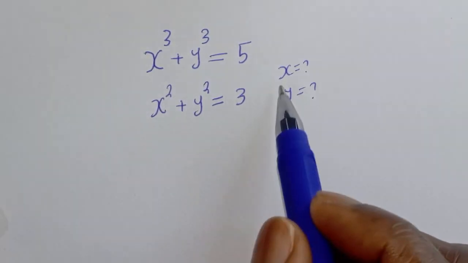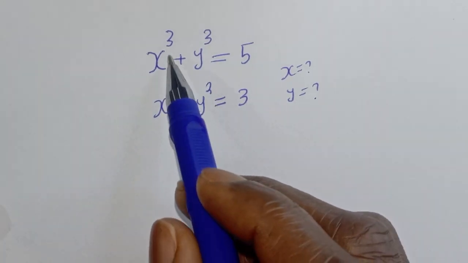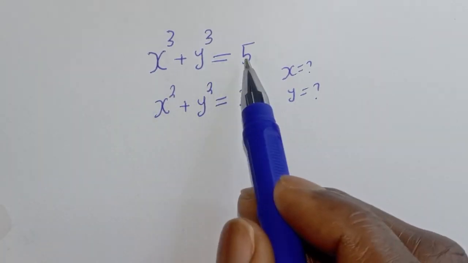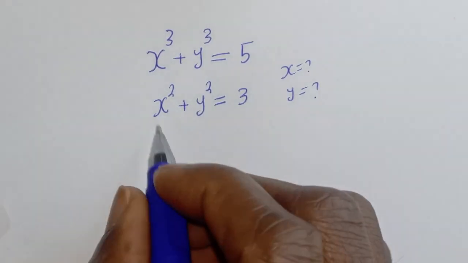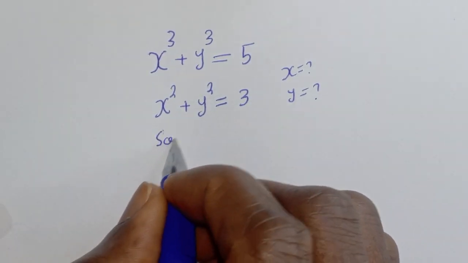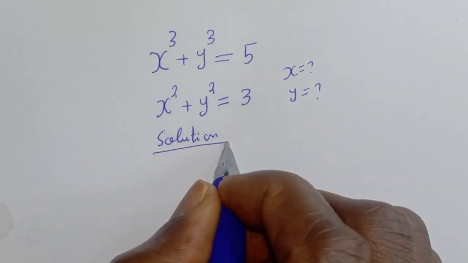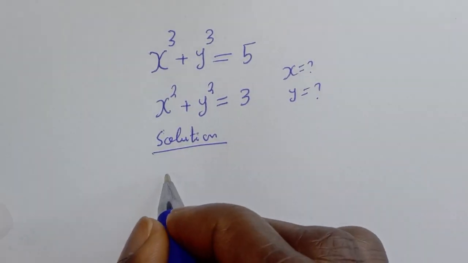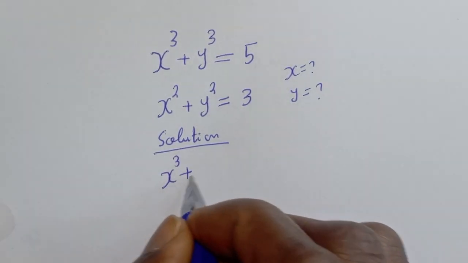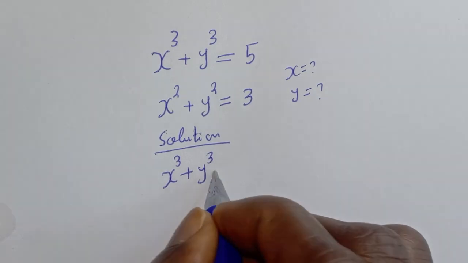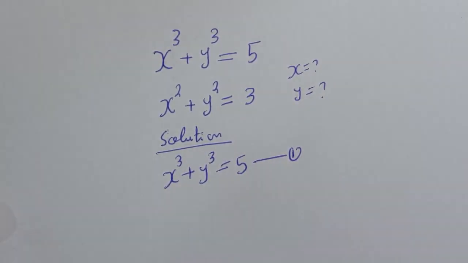Hello, how to solve for x and y from this given nice math problem. x raised to power 3 plus y raised to power 3 is equal to 5. x squared plus y squared is equal to 3. Solution. We have x raised to power 3 plus y raised to power 3 is equal to 5. Let's call this equation 1.